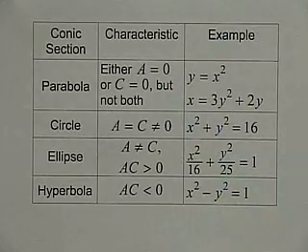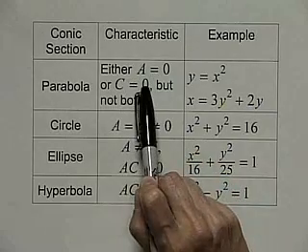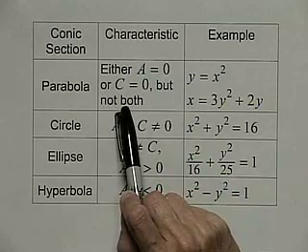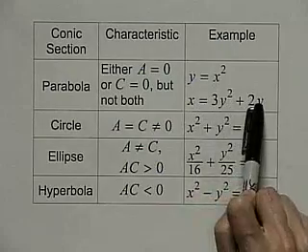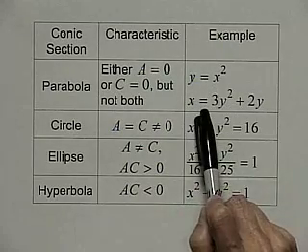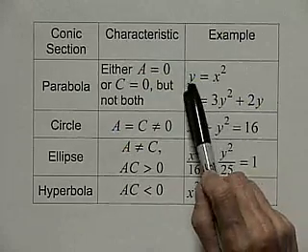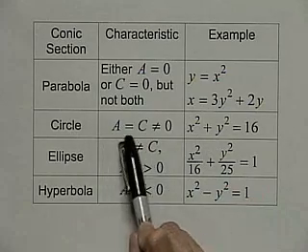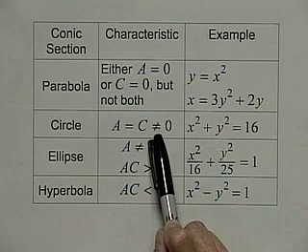The conic section parabola has as its characteristic either a is 0 or c is 0 in that general form you saw a minute ago, but not both. Examples might be things like y equals x squared or x equals 3y squared plus 2y. The important thing about a parabola, though, is when identifying it from an equation, only one of the variables is squared.